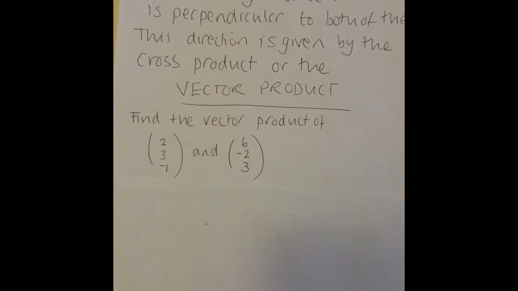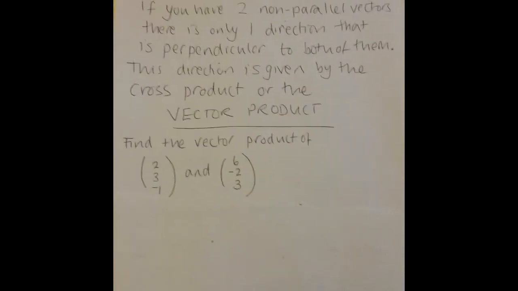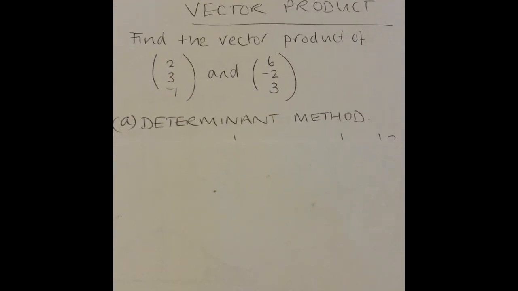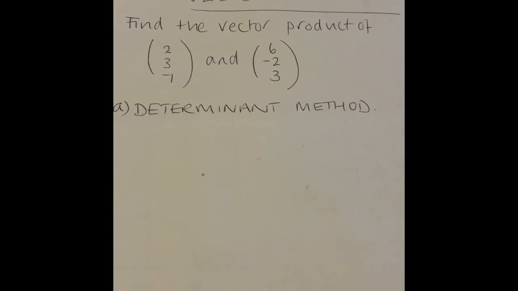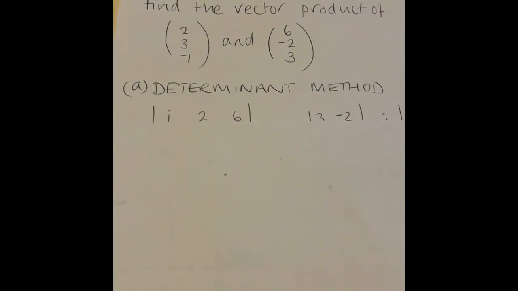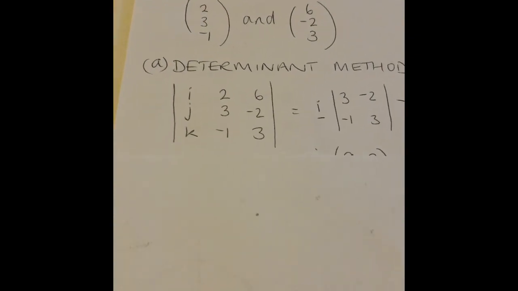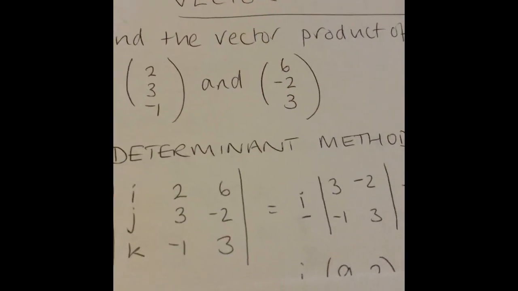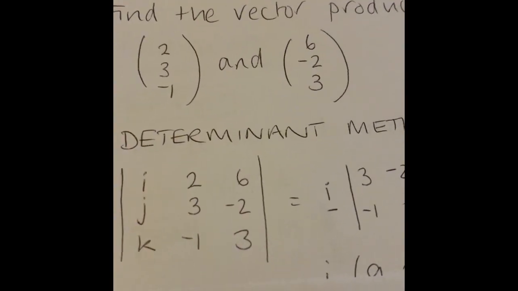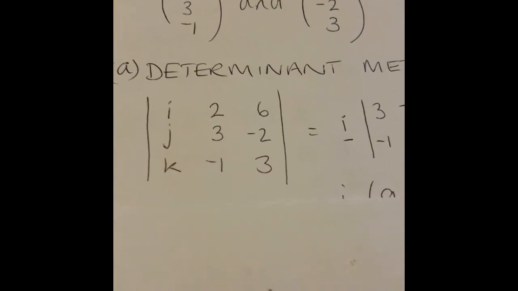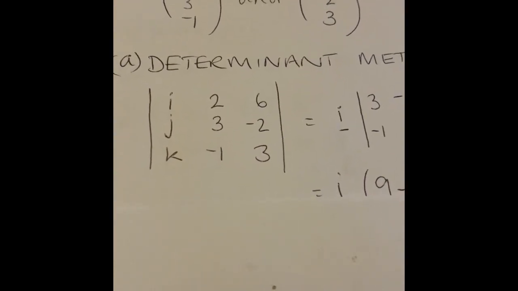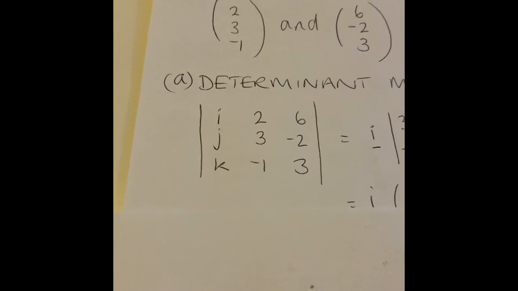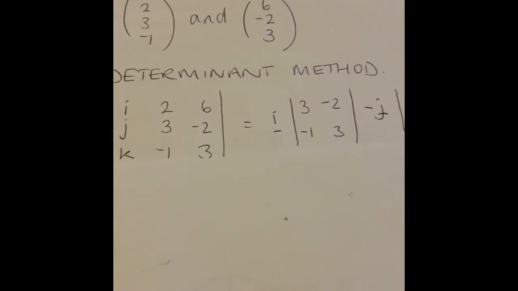The first way, so if we're going to find the vector product of these two vectors, the first way is the determinant method. Now I think this is what you did with Miss Ennis. So you would set it out like this. So I've got the vectors 2, 3, minus 1 and 6, minus 2, 3. So I set it out as though I'm going to find the determinant of it with my I, J and K. So my component vectors.